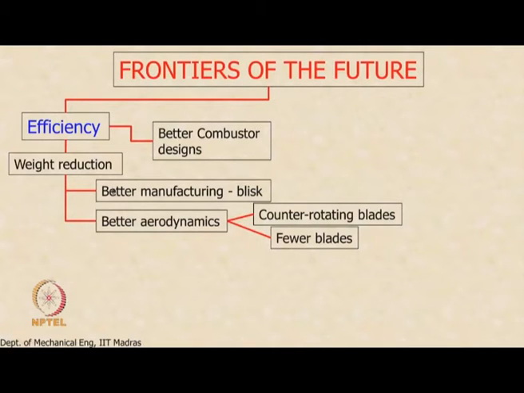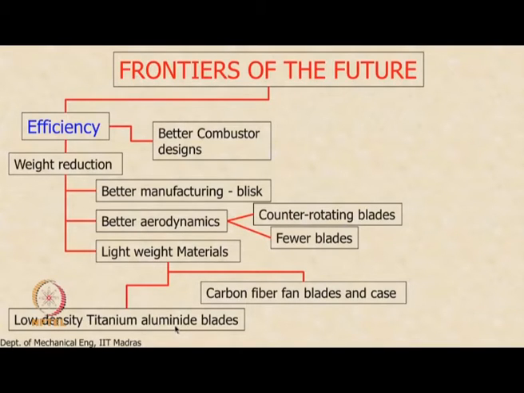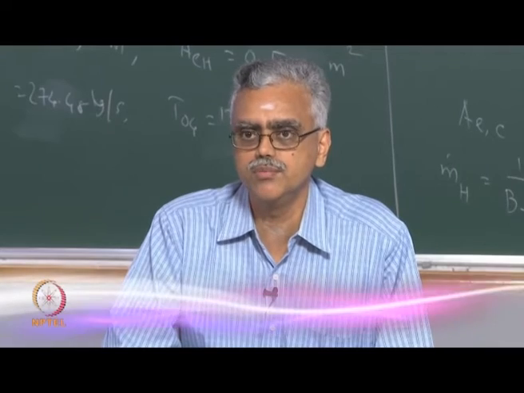So, the weight reduction can be pursued through better manufacturing, better aerodynamics, and obviously lightweight materials. If I can make the materials lighter, then I can lose the weight. What are some of the technologies that are being pursued? The fan blade and the fan case are now being manufactured with carbon fibers. Instead of the titanium that we talked about, now they are being made out of carbon fibers, which actually results in considerable, significant amount of weight reduction. And the compressor blades are being made out of low density titanium aluminide material. Okay, so this allows the weight to be reduced substantially.